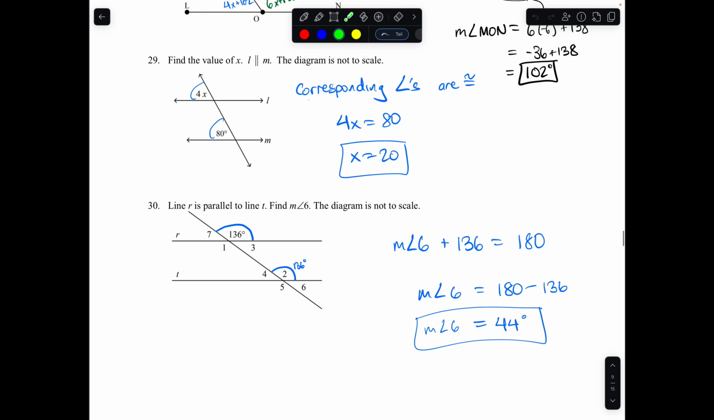Number 29, find the value of x. So this one is just saying find x. We know that line L and line M are parallel, and we have a transversal line going through them. So 4x and 80 degrees are both in the upper left corner of their intersections, right? So upper left corner, upper left corner. Those are corresponding angles, which we know have to be congruent. So we set their measures equal to each other. 4x has to equal 80, which means x is 20.